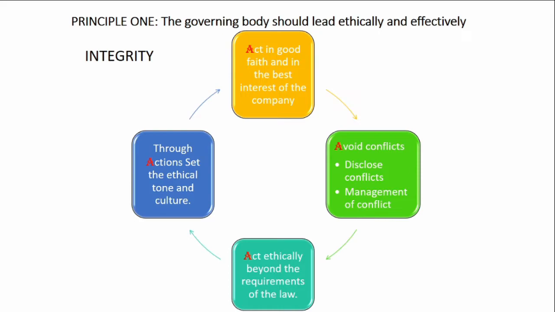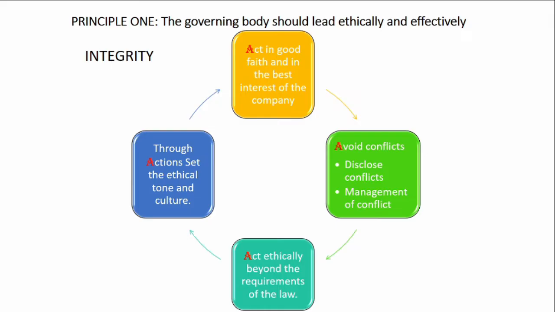The next A is trying to avoid conflicts. Now you will remember in video 1 we spoke about the alternative dispute resolution. This is where that alternative dispute resolution comes into place. Now the governing body needs to be able to disclose and explain what sort of conflicts may come about. And in semester 2, when we dig deep into the Companies Act, you will find that there's actually a specific section that deals with conflict of interests. And that section is section 75. So note that down for the future.